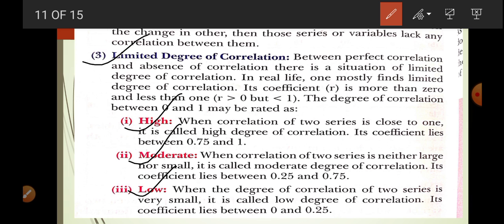High is related to value that is less than 1 and equal to 0.75, so value varies between these, so this is high degree. Moderate is related to less than 0.75 and equal to 0.25, so this is your moderate. Low is related to more than 0 and less than or equal to 0.25, so this is low degree.